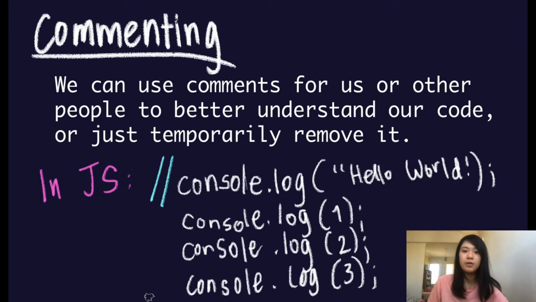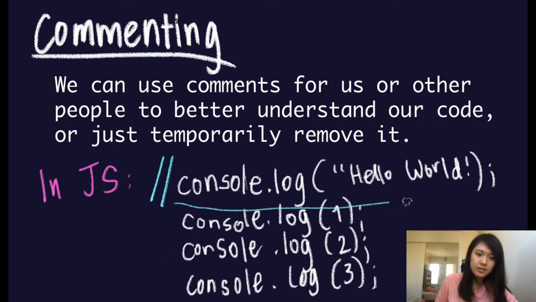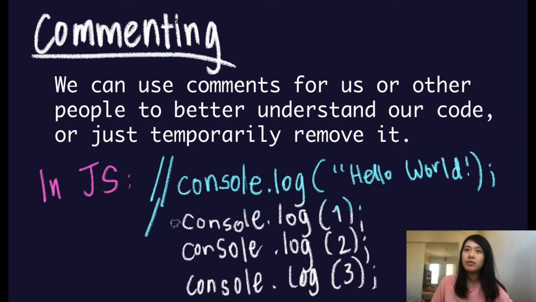In JavaScript, we do that with a double slash. In code, this line of code will no longer run as code, but simply be left there for us to read. But that's how you comment out one line of code.